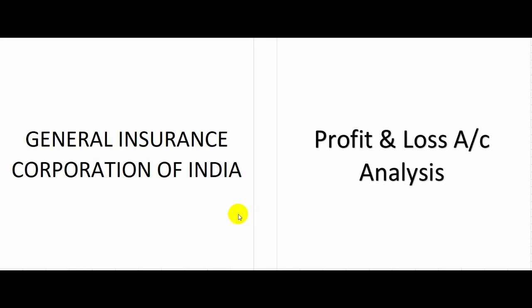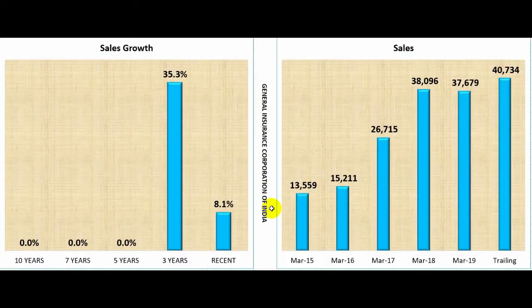Welcome. In today's video, I am analyzing General Insurance Corporation of India, GIC Re, which is into insurance and reinsurance business. Let us begin with the profit and loss analysis. In this video, I am not analyzing it with the peer group. It's a standalone analysis. Sales growth.